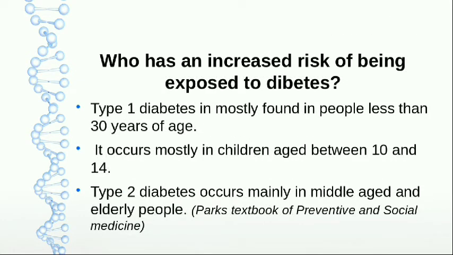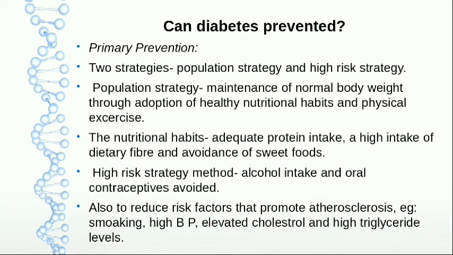Next, we are going to look into who has an increased risk of being exposed to diabetes. Type 1 diabetes is mostly found in people less than 30 years of age. It occurs mostly in children aged between 10 and 14. Type 2 diabetes occurs mainly in middle-aged and elderly people. Can diabetes be prevented? Yes.